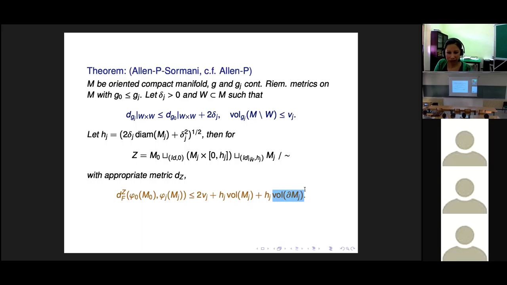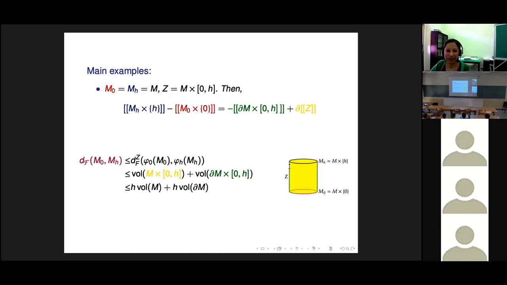Now let me give you some ideas about how this space is constructed or why this works. First of all, let's start with the trivial example, in which I have the same manifold. The space that I construct is just the cylinder over my manifold M. This is actually the picture: M0 and MH are the same manifold. Since they are the same manifold, their flat distance is zero anyway, but this is just to show you how this works.